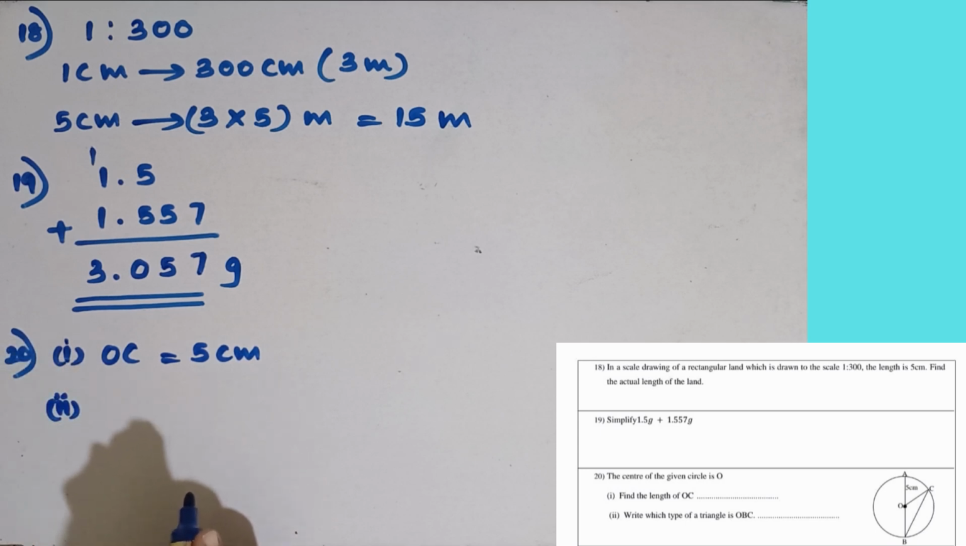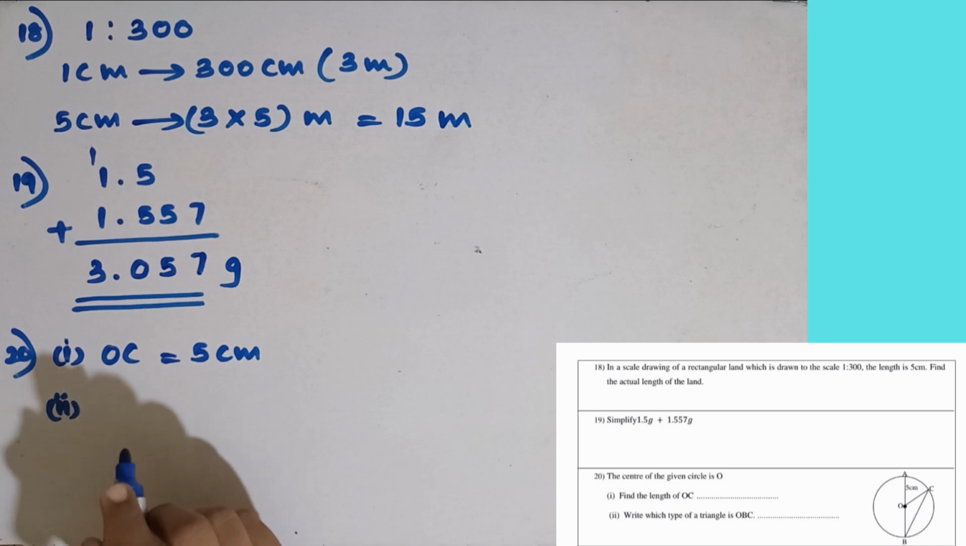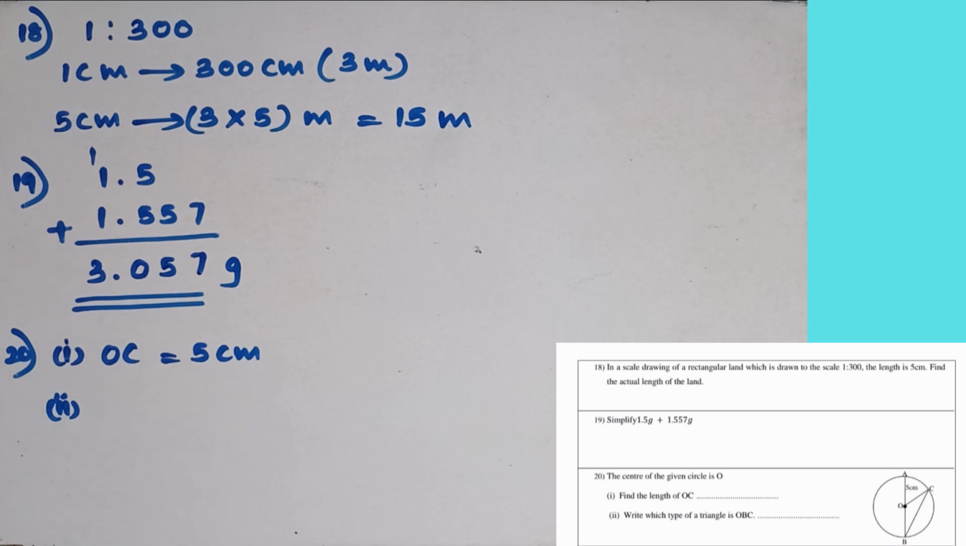Which type of a triangle is OBC? In the OBC triangle, two sides OC and OB are both radii of the circle. They are equal in length. So two sides are equal, but we can't say about the length of the side BC. So if two sides are equal, this is an isosceles triangle.